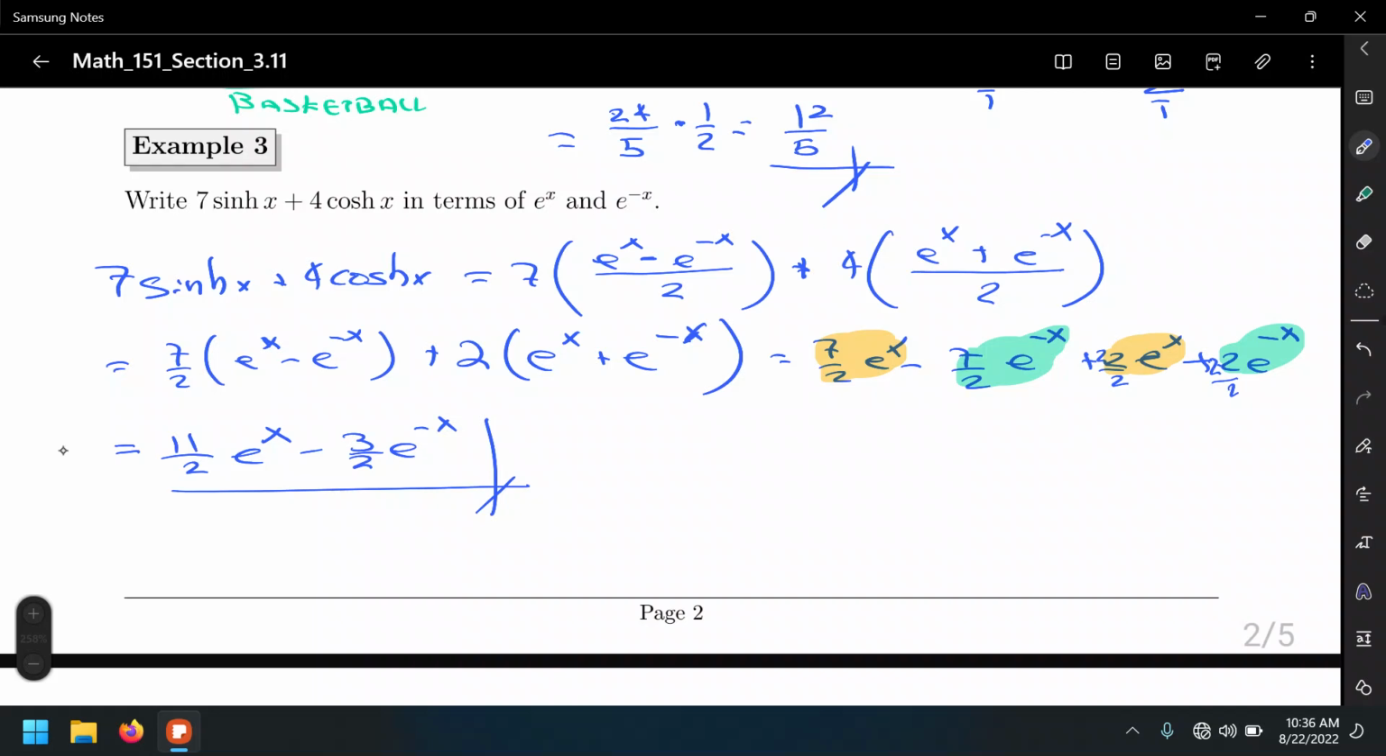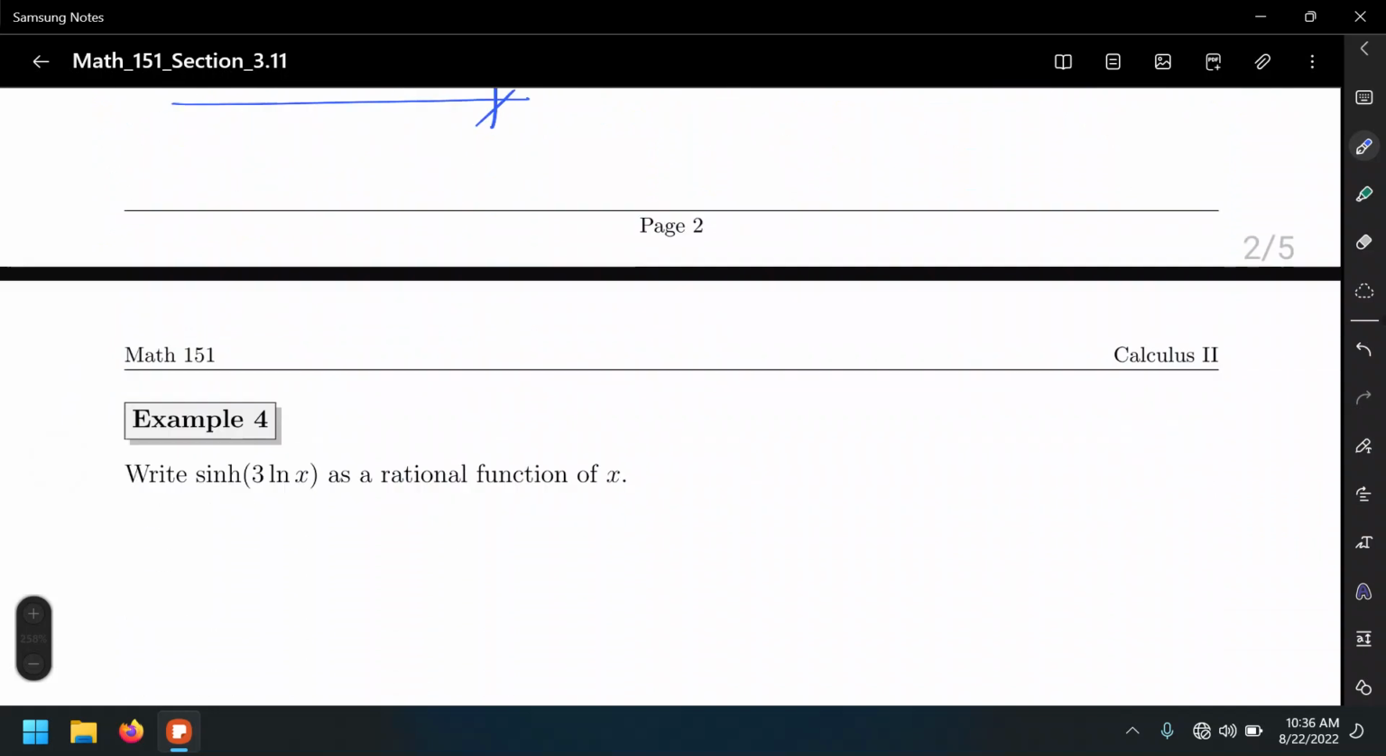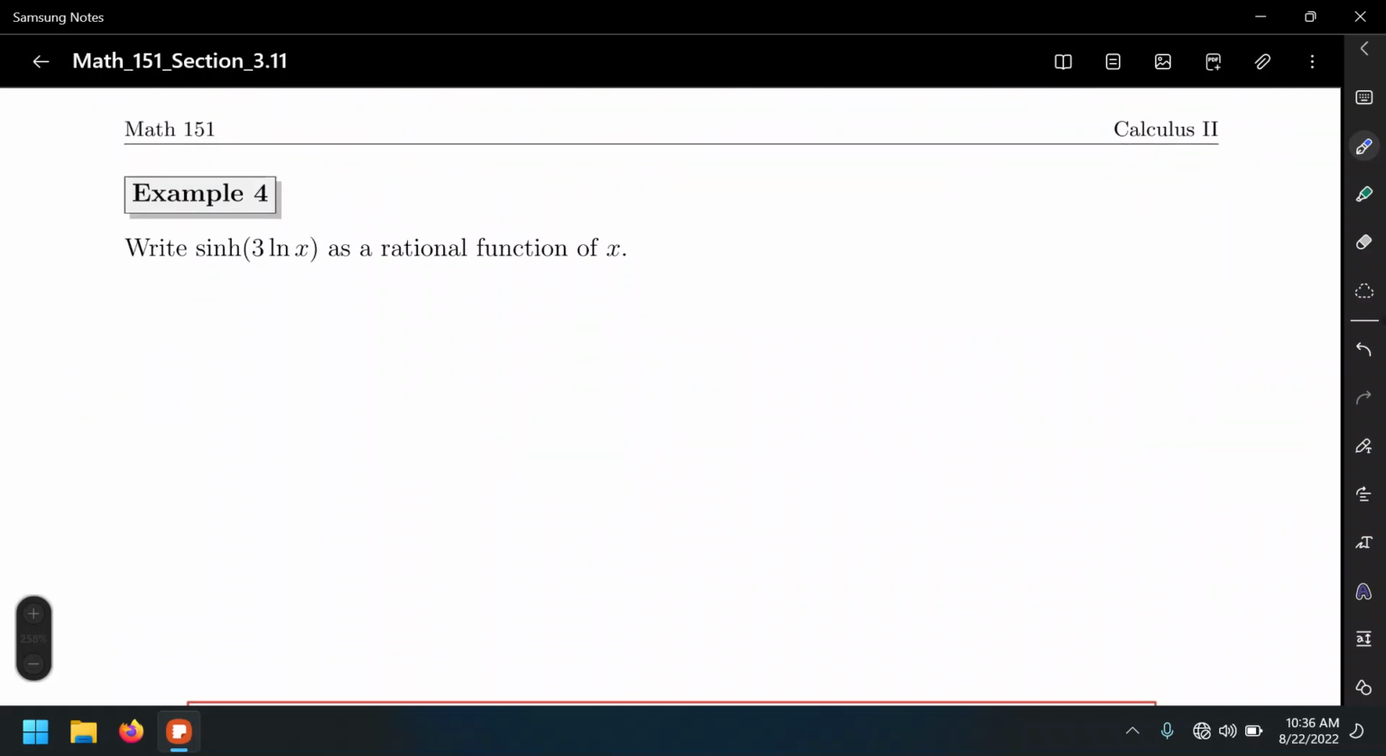All right, let's see what's next. Let's write the following function, sinh of 3 ln of x, as a rational function of x. Yes, we have another very funky looking function expression, but trust me, again, this one is going to simplify really nicely. So it's not always the case that when we combine one type of function with another one, we end up with a more complicated function. In this case, you'll see what's going to happen here.